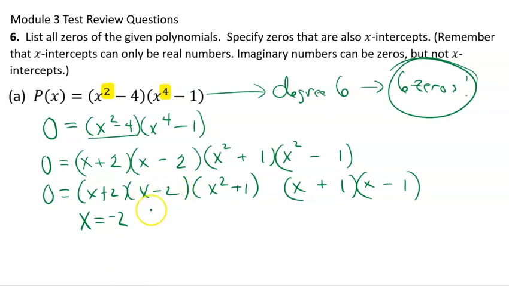So when I set x minus 2 equals 0, I get x equals positive 2. We'll leave this guy for later. When I set x plus 1 equal to 0, I get x equals negative 1. And when I set x minus 1 equal to 0, I get x is equal to 1. So there's 4 of my zeros right there. I got 2 more right here, right? Because that's a degree 2. Now, if I set x squared plus 1 equals 0, to solve that I need to subtract the 1 over.